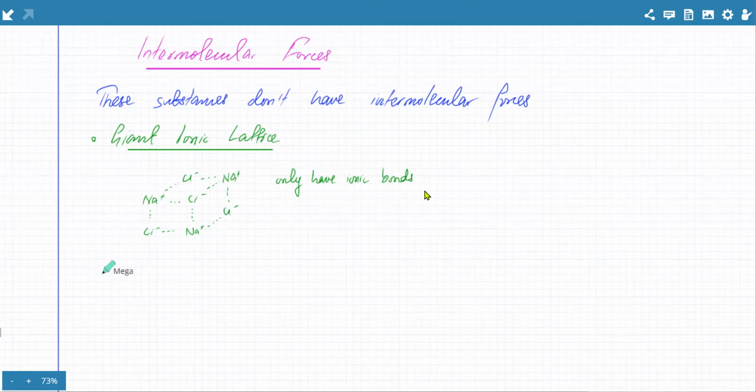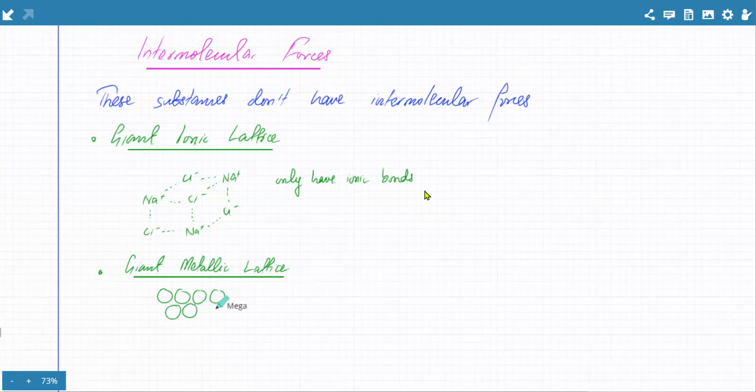The second structure that doesn't have intermolecular forces is called a giant metallic lattice. That's the other substance. Giant metallic lattices only have metallic bonds. What's a metallic lattice? It's a group of metal atoms, all regularly arranged.